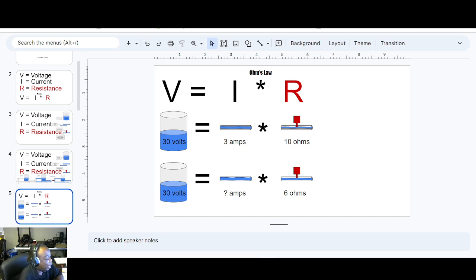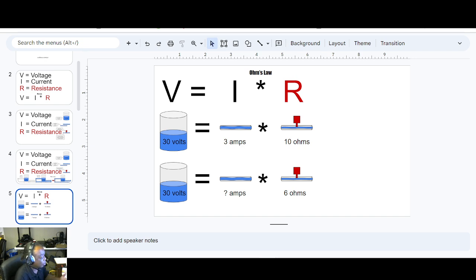Okay, next, let's take a look at Ohm's law. Let's say we had 30 volts of potential power. That could come from 3 amps flowing through the wires and 10 ohms of resistance in the wires. Okay, 3 amps of current and 10 ohms of resistance would give you 30 volts.